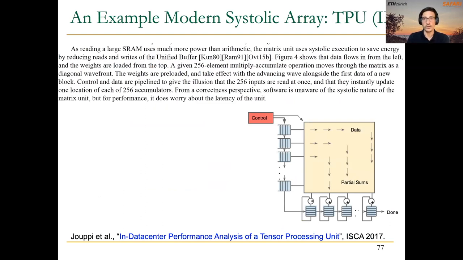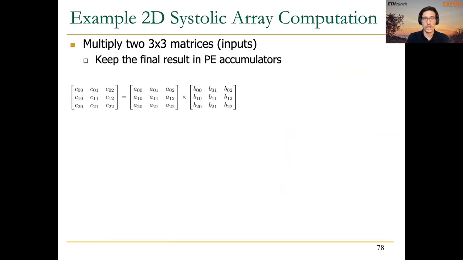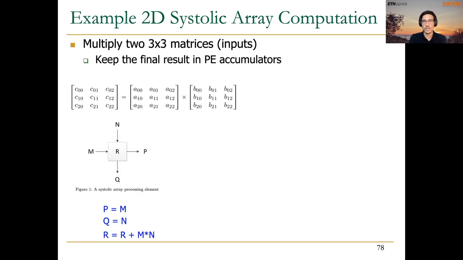And in a systolic array, let me give you a very simple example for you to understand how systolic arrays work. Let's assume that we want to compute the matrix multiplication of two small matrices, 3x3 matrices. And in this particular example, we keep the final result, in this case the output matrix C, in the accumulators of the processing elements. Each processing element looks like this. It's relatively simple because it has an internal register, the accumulator, to keep partial results, and it has two inputs, M and N, as you see.